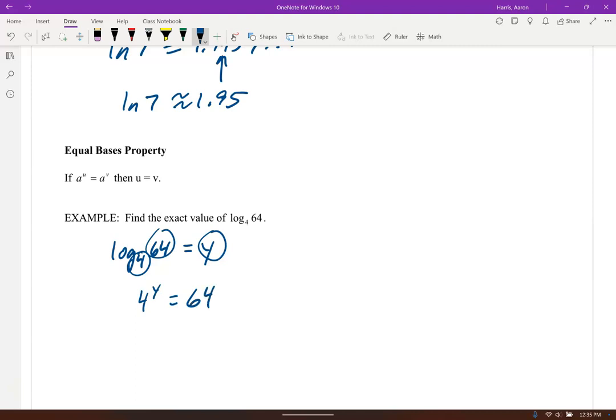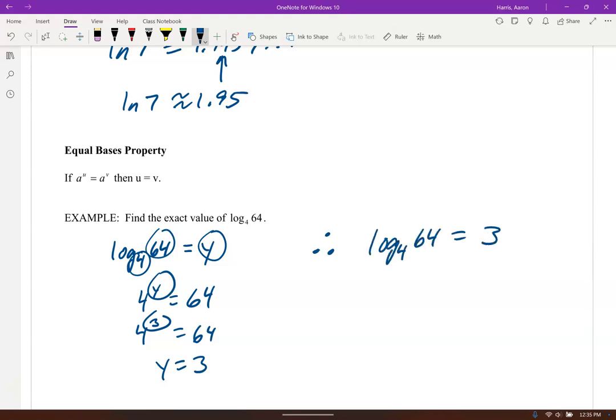And what would y have to be? I say 4 to the y. What would y have to be? Well, 4 to the 1 is 4. That's not it. 4 squared, that's not it, because that's 16. 4 to the 3rd, that's what it is. 4 to the 3rd is 64. So y must be 3. Therefore, we found the value of y. Log base 4 of 64 must be 3.